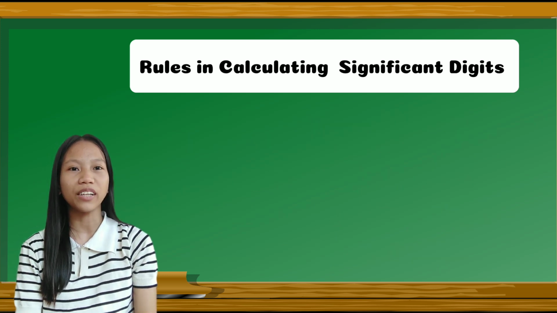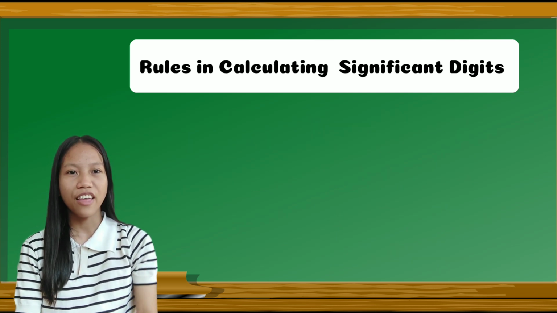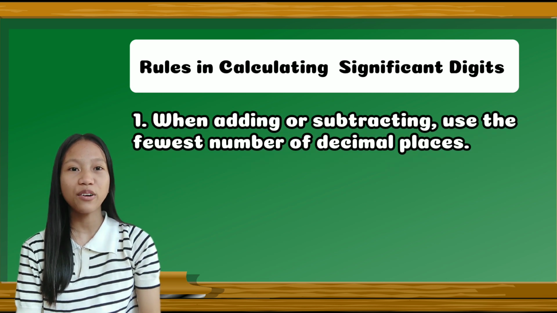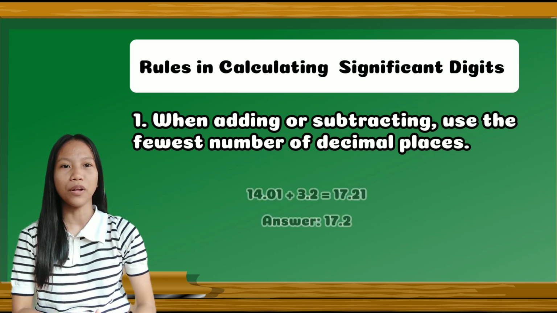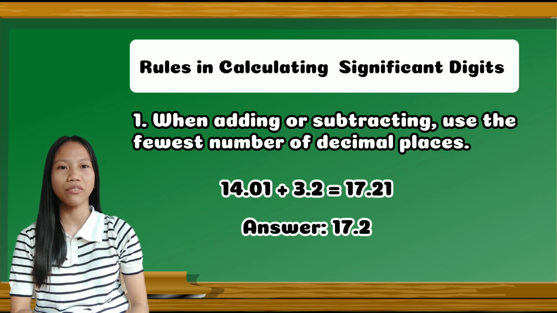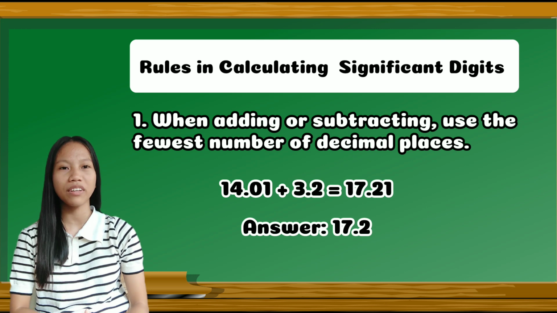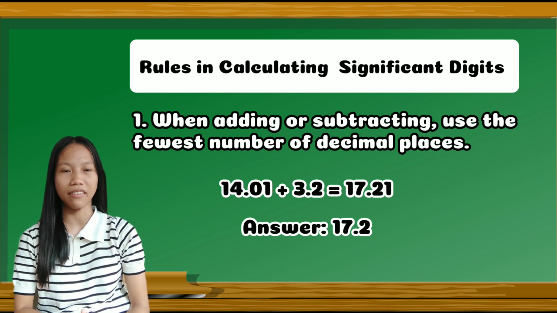There are rules in calculating significant digits. The first one is, when adding or subtracting, use the fewest number of decimal places. For example, 14.01 plus 3.2 is equal to 17.21. The answer is 17.2, for 3.2 has the fewest number of decimal places.